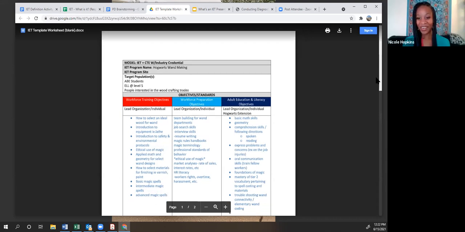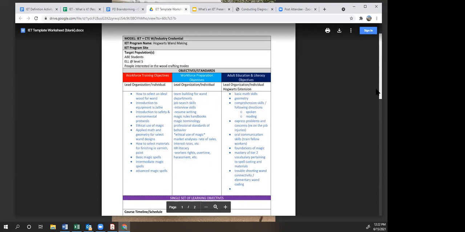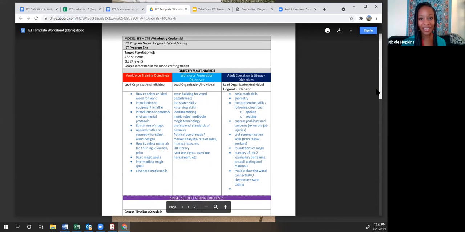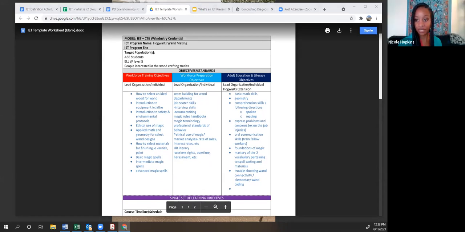Fantastic. Okay, awesome. So let's take a look at what you all came up with. Again, targeting your ABE students, upper level ELL, and then folks who are just simply interested in woodcrafting training. So workforce training objectives. Does somebody want to maybe share the top three from one of those groups that you thought were super important to the workforce training objective?